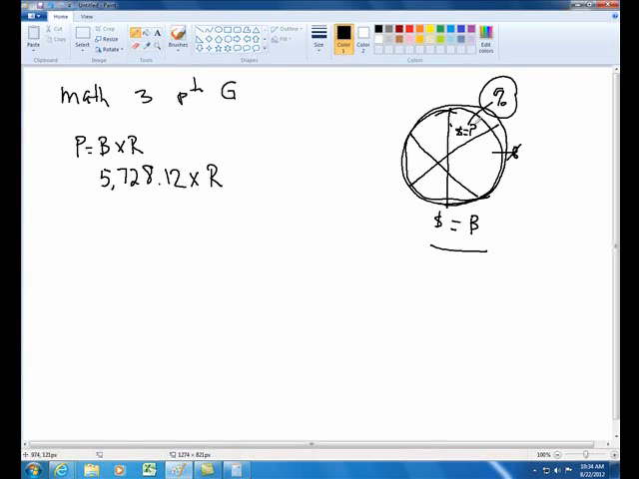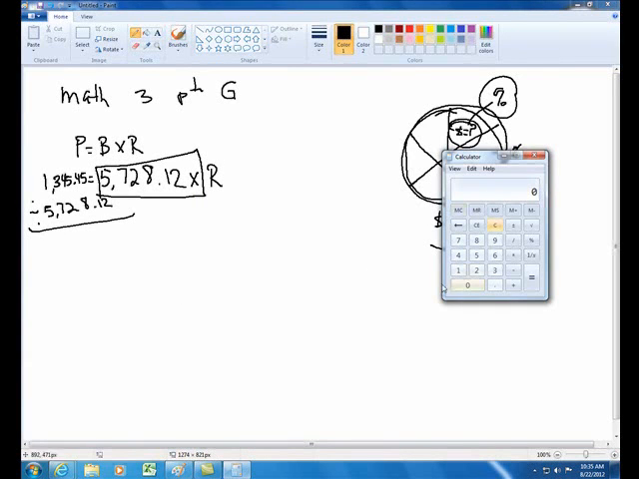And then my percent is going to be the small dollar amount that makes up part of the whole. So my percent is going to be $1,345.45. Now that I've got it in my equation, all I have to do is solve for R. If this part is currently being multiplied, to bring it across, I will divide. So $5,728.12.